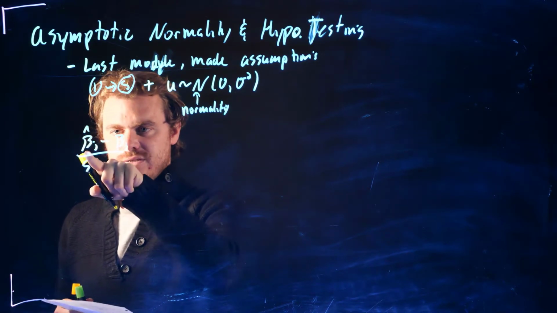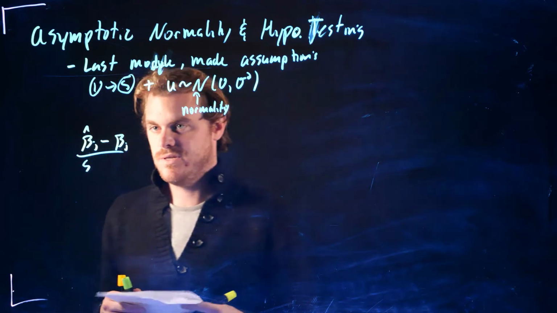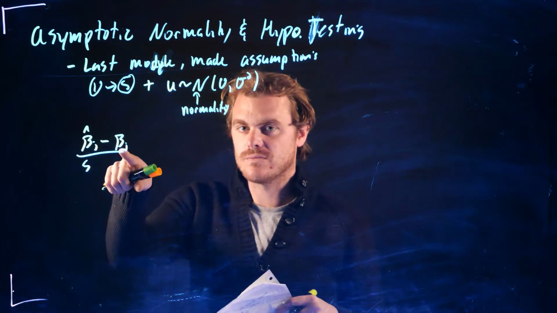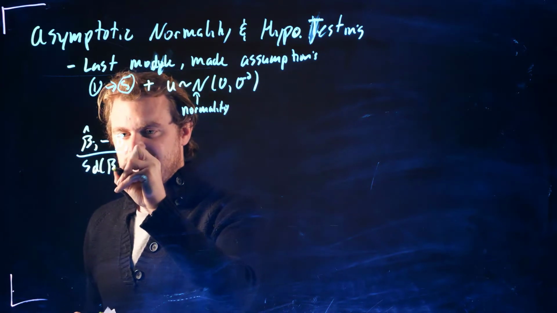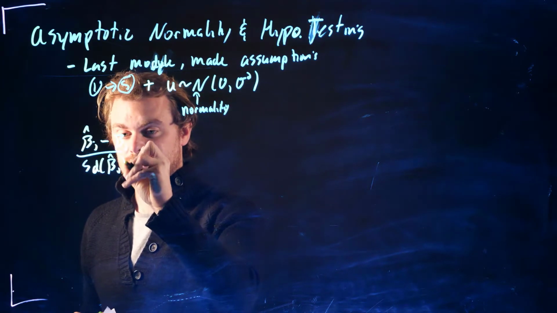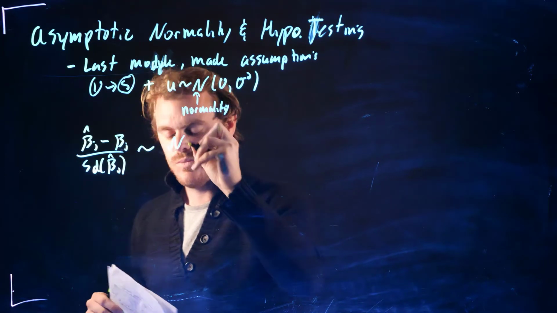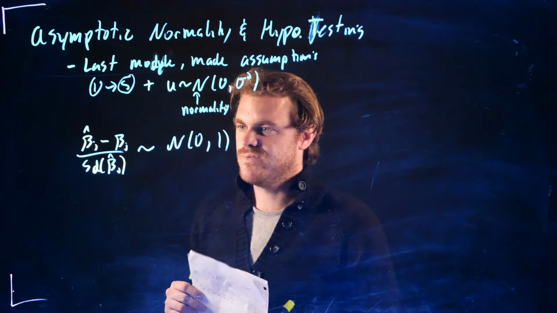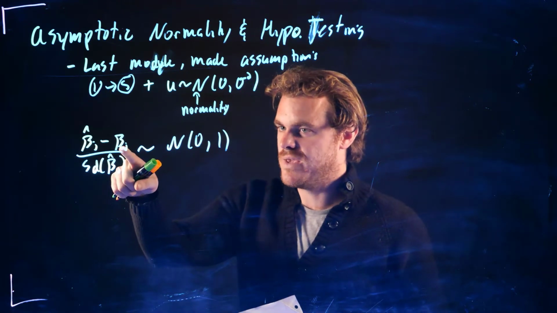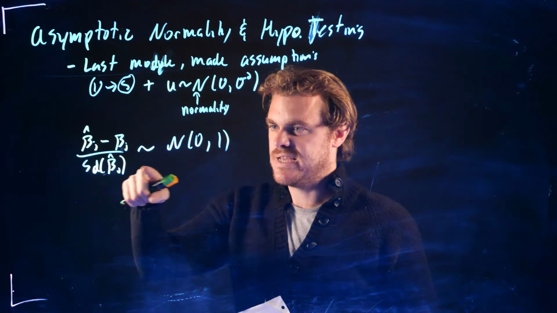if we took our estimate, subtracted the true value, or what our hypothesis of the true value is, and divided it by the standard deviation, we'd get a normal distribution with a mean of 0 and a variance of 1, because we're subtracting the true mean and dividing by the standard deviation.